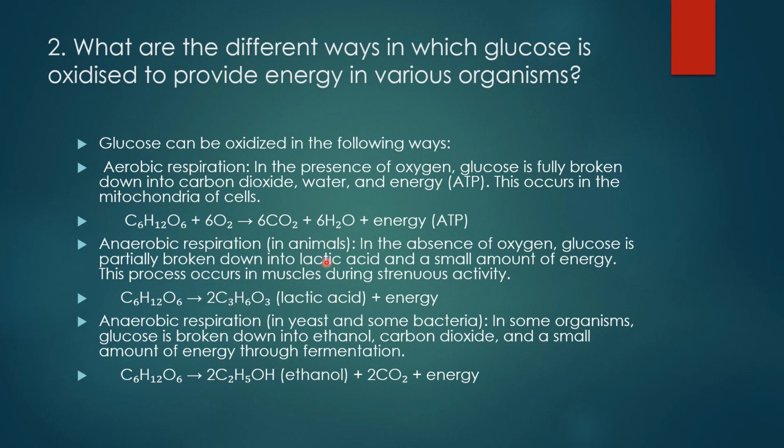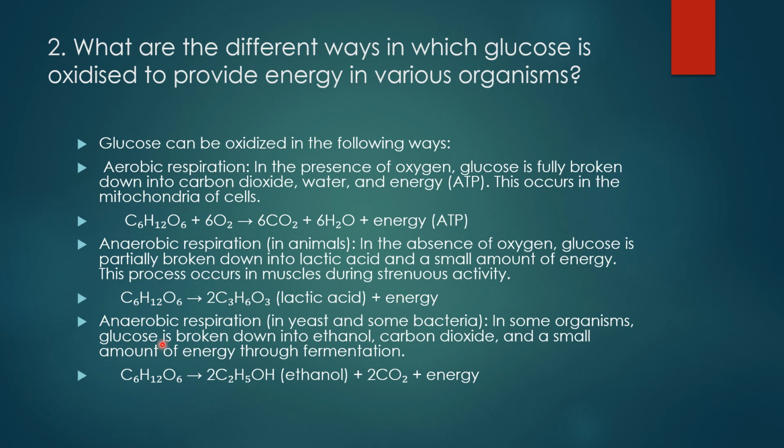Second is anaerobic respiration in animals. In the absence of oxygen, glucose is partially broken down into lactic acid and a small amount of energy. This process occurs in muscles during strenuous activity. So glucose breaks down into lactic acid as well as energy.